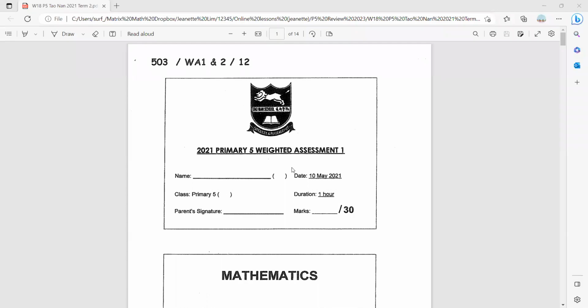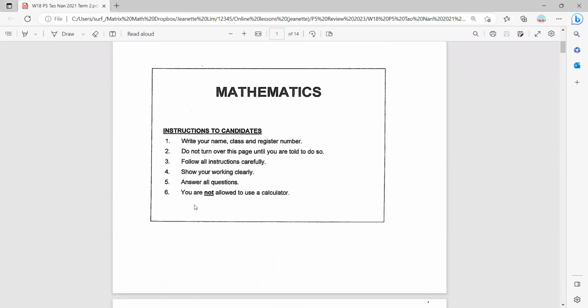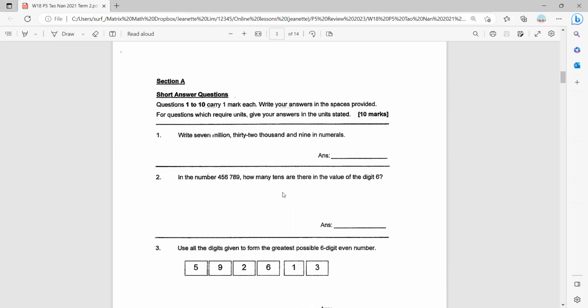This is P5 Tao Nan paper, weighted assessment 1 from 2021. No calculators are allowed for this paper. Okay, let's look at question 1.